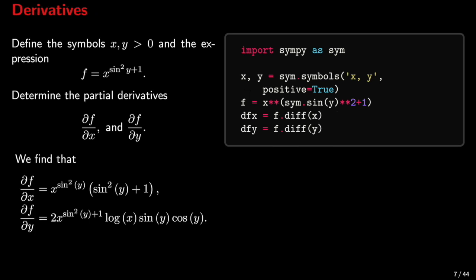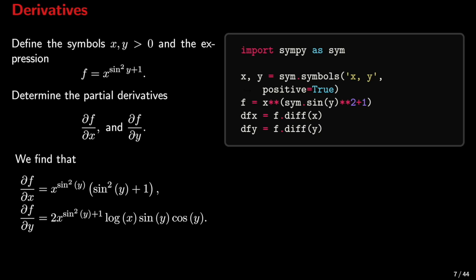Next, we can determine the partial derivative of a symbolic expression with respect to a symbol. For example, consider again this function. I'm sure you can do this on paper, but to save time and effort, we can compute the partial derivatives of f using sympy.